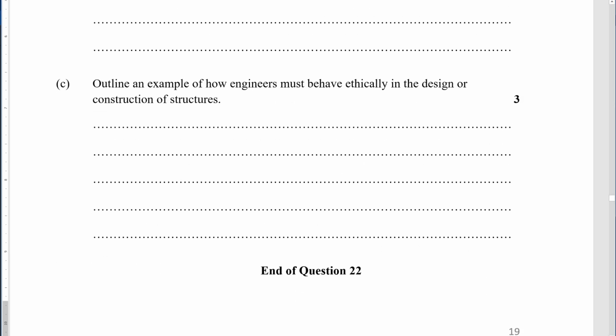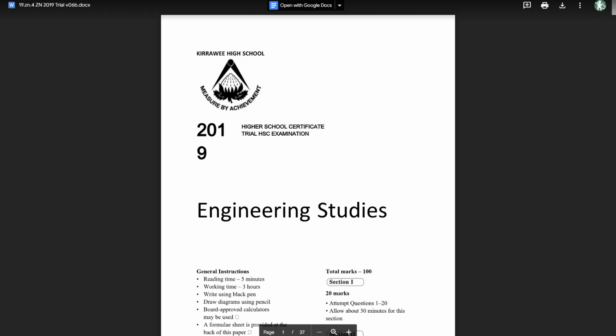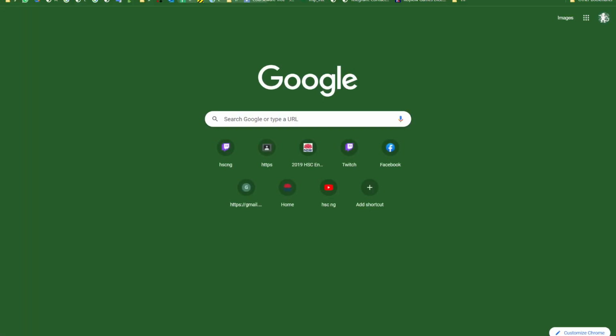Outline examples of how engineers must behave ethically in the design of the construction of structures. So when you go to become a chartered engineer, you have to go through an interview process. And there is a standard of ethics that Engineers Australia sets for engineers, for their chartered engineers or their members.